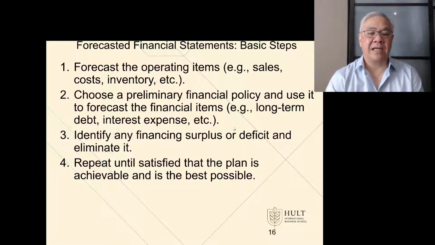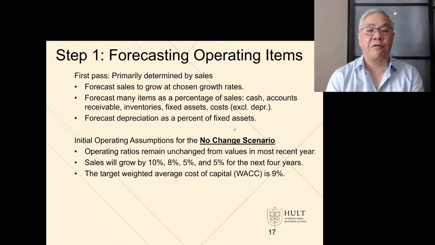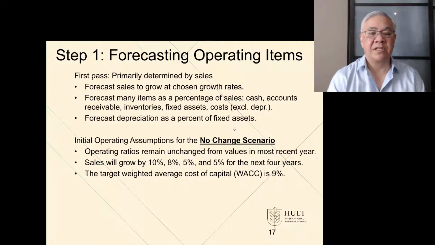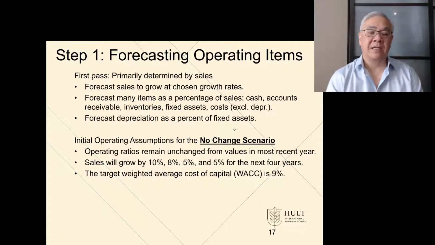Then the last is to iterate until everything works out. In other words, that we can pay our own bills. And that's what we're going to do. But we'll take it one bite, perhaps a big bite, but one bite at a time. The first is to forecast the operating items. We start with the actual information, and then we have assumptions, and then we forecast those items into the future. The time horizon we're going to use is 5 years.